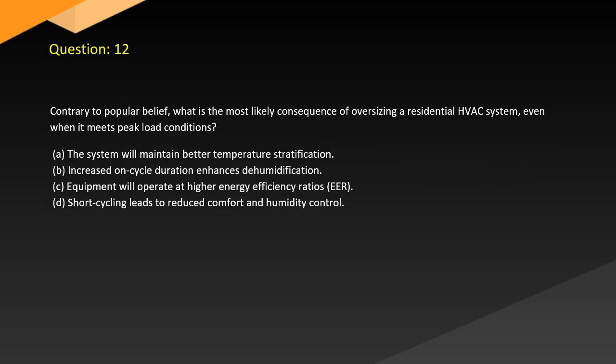Question 12. Contrary to popular belief, what is the most likely consequence of oversizing a residential HVAC system even when it meets peak load conditions? A. The system will maintain better temperature stratification. B. Increased on-cycle duration enhances dehumidification. C. Equipment will operate at higher energy efficiency ratios. D. Short cycling leads to reduced comfort and humidity control.